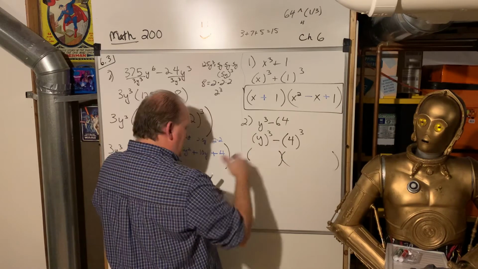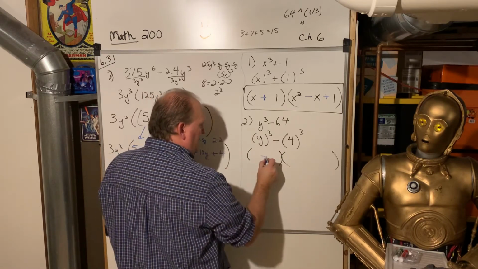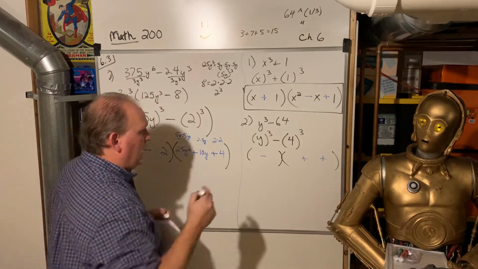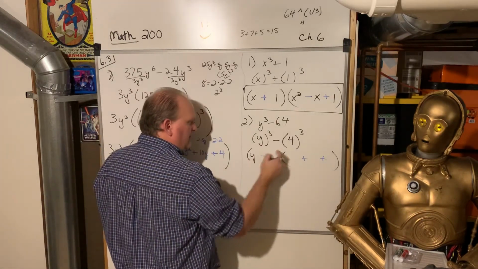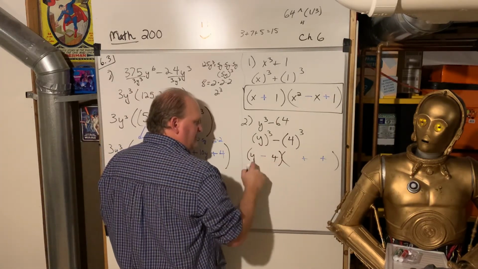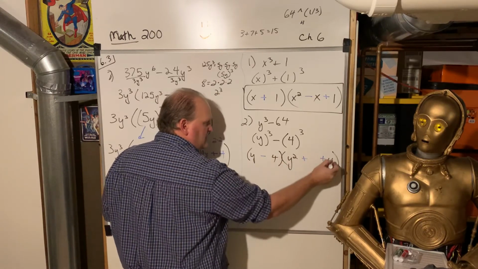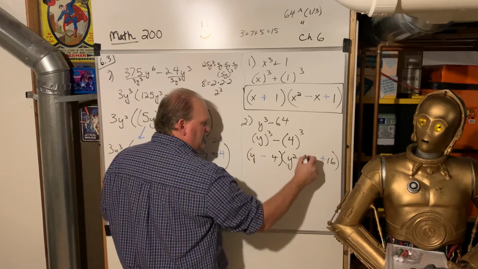When it's a minus, that means minus plus plus. And now whatever number I have there goes there. Whatever number I have there goes there. This number times itself goes there. This number times itself goes last. And times each other goes in the middle.